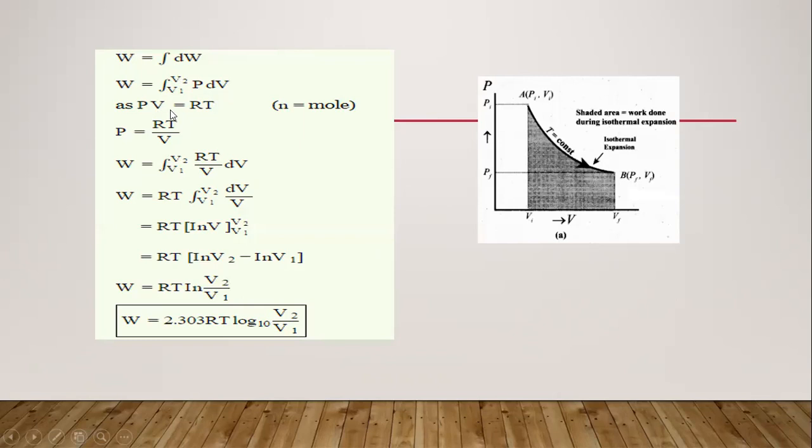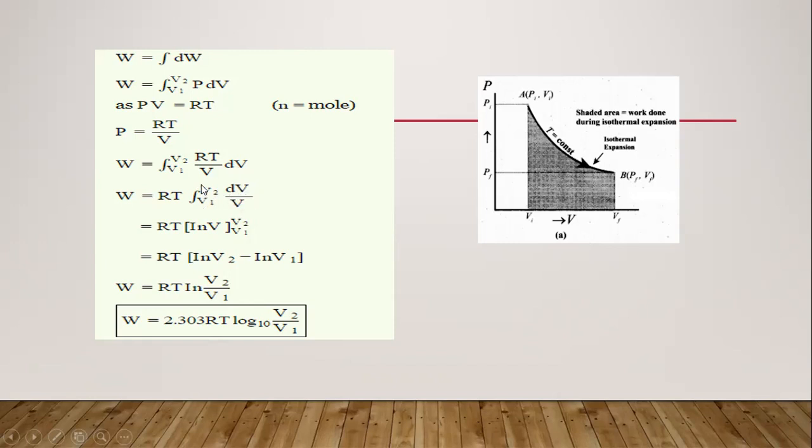So we know that PV equal to RT, the gas equation. So P is equal to RT by V. So substitute this value in the place of P inside the integration. So RT by V into dV, integral V1 to V2. Now bring the constant term outside the integral part. R and T are constants. So the remaining thing, dV by V, will be kept as such inside the integral.